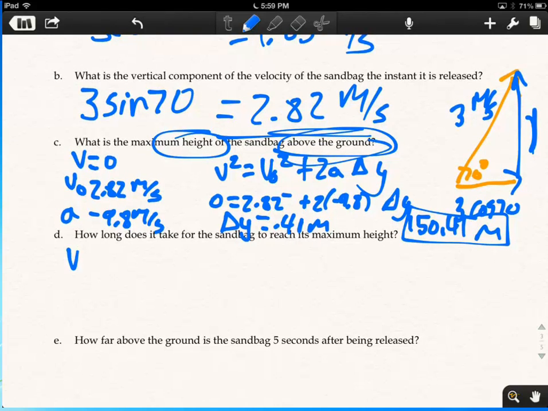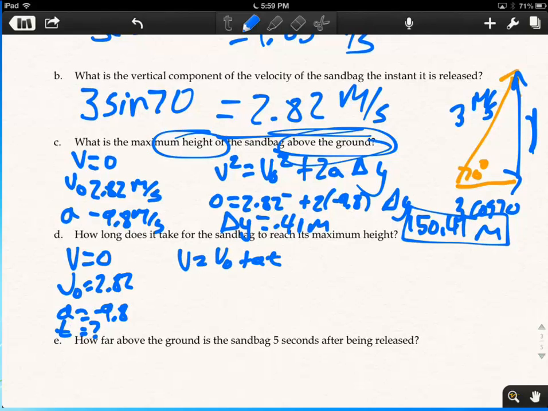Alright, this is a really simple question. V equals 0, V naught equals 2.82, acceleration equals negative 9.8, and we're just supposed to find time. Okay, V equals V naught plus AT. So 0 equals 2.82 plus negative 9.8 times time, and so if we take 2.82 divided by 9.8, we get 0.29 seconds. T equals 0.2877.